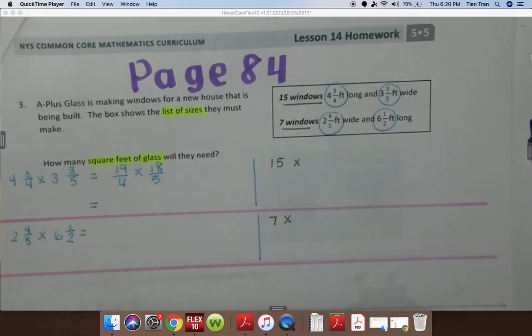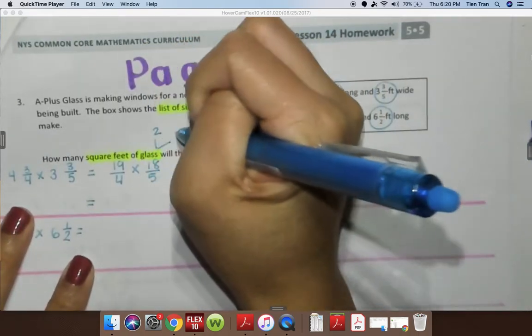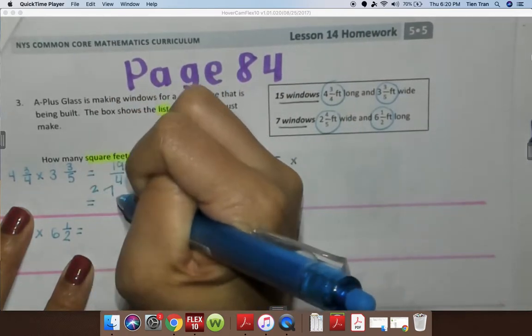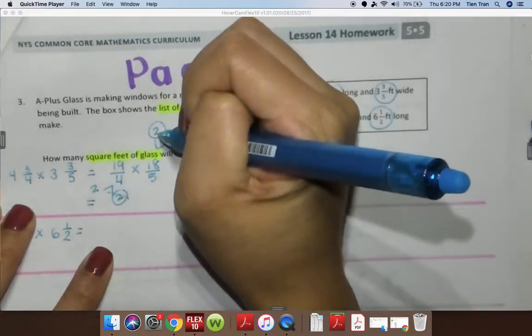Another way you can do this is if you simplify your expression. So for example, remember I showed you guys how to cross multiply. So 18 can be multiplied into 2 and 9, and 4 can be multiplied into 2 and 2. So I can cross multiply.